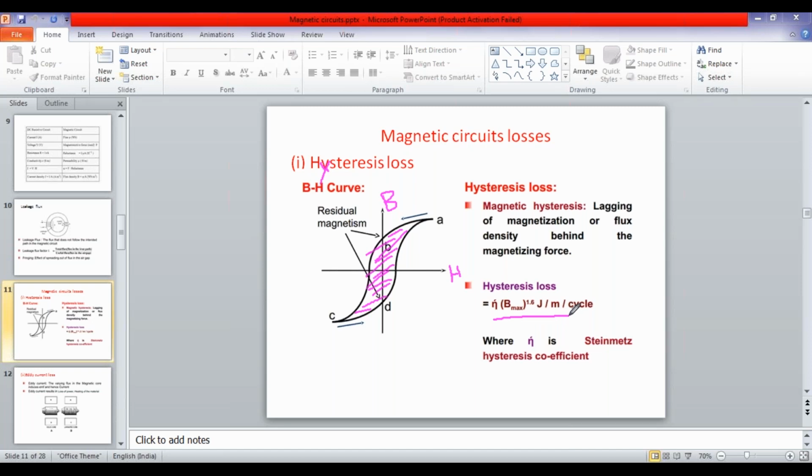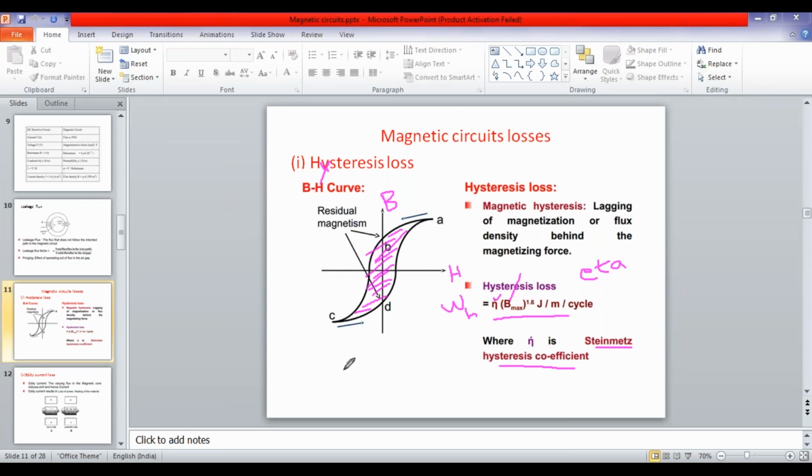Now, its formula can be calculated as hysteresis loss W suffix H is equal to eta, a Greek letter, which is also called the Steinmetz hysteresis coefficient. It is the name of a person, Steinmetz. Bmax is the maximum flux density, Bmax to the power 1.6.